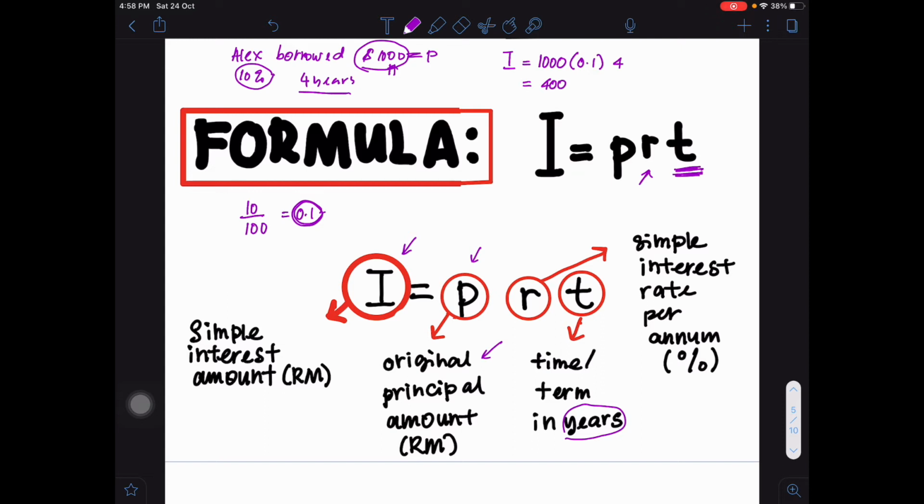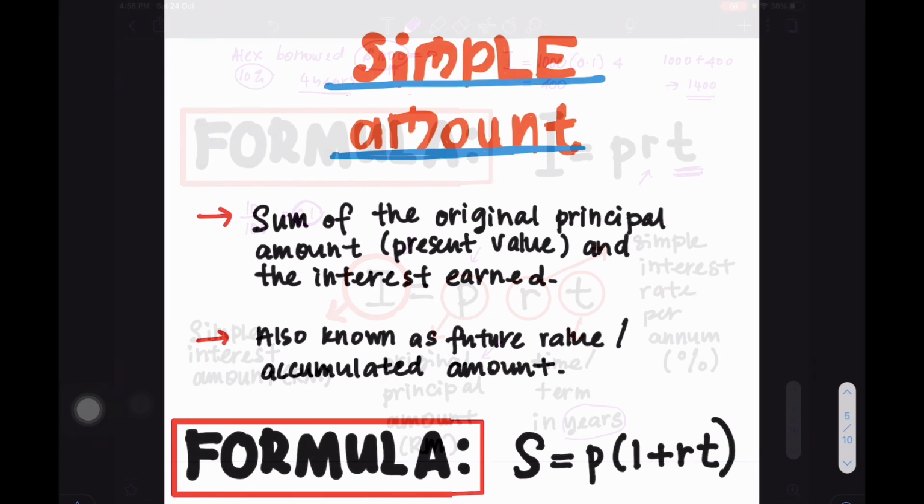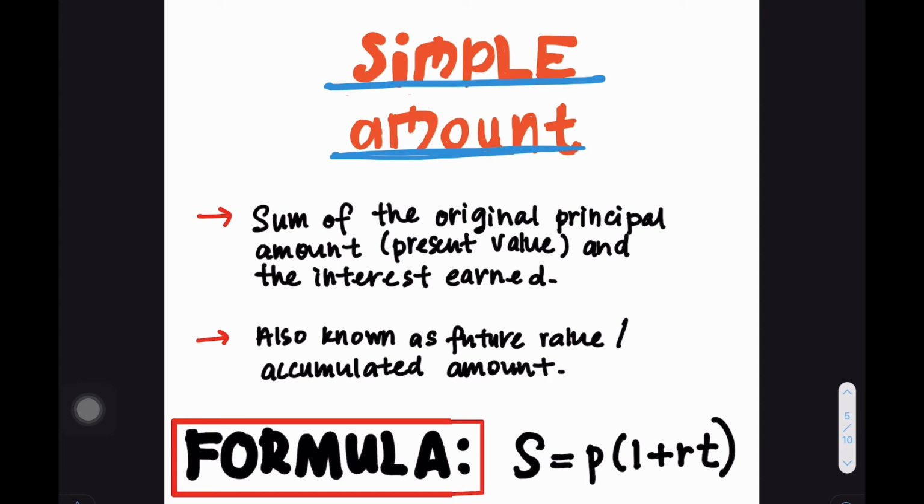So Alex borrow 1,000 plus with the interest 400. What Alex need to pay to the bank is 1,400. Before we go further to a few examples on simple interest, let's see what is the meaning or the definition of simple amount. Okay, so what is simple amount? This one is the term that you need to know for this topic. So simple amount is actually a sum of the original principal amount or present value and the interest earned.